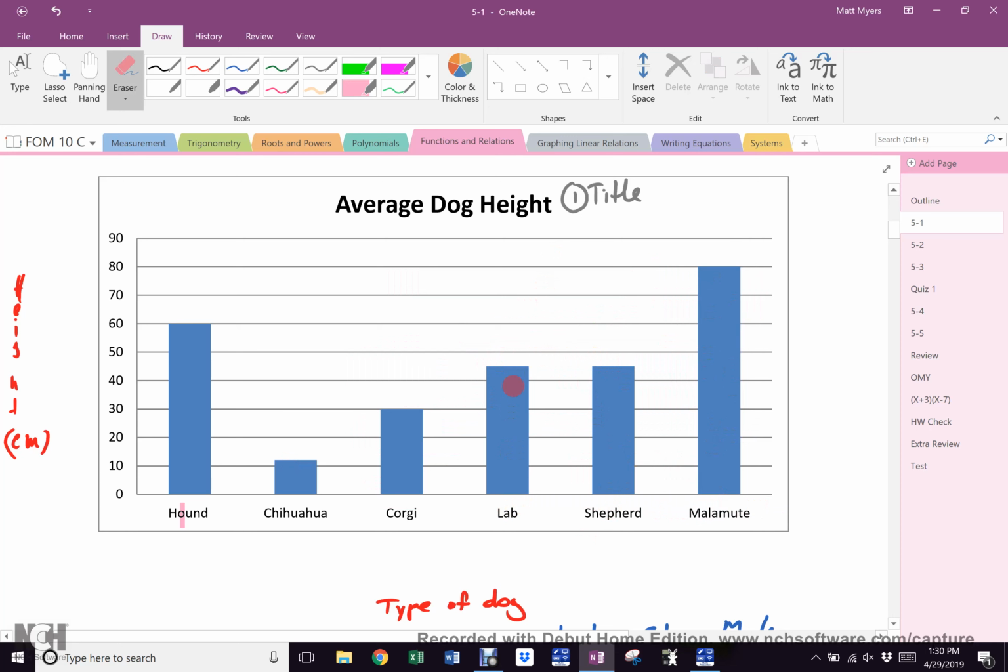If I say, how tall is a Lab? Can you tell me the answer? How tall is he? 45. Good. If I ask you, what dog is 30 centimeters tall? Corgi, you can do it, right? Okay, because it's a function. Once I add Lab and Shepherd, I'm thinking of a dog that's 45 centimeters tall. What dog am I thinking of? You don't know, do you? So it's a relation. Does everybody understand?